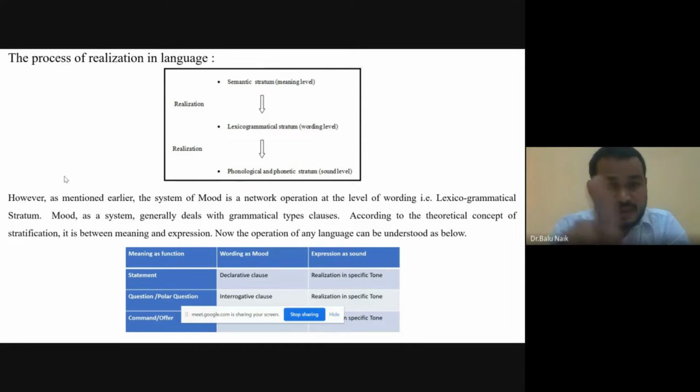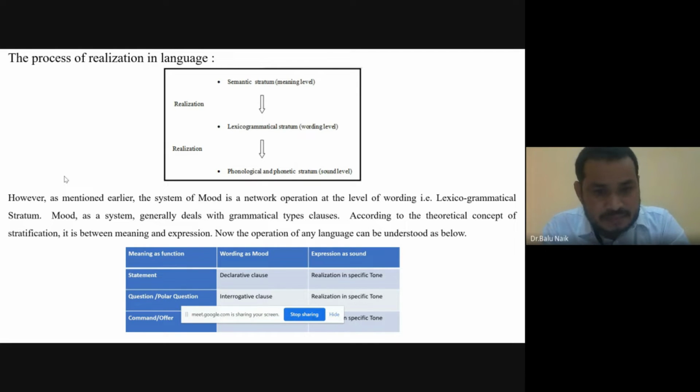The process of realization in language: semantic stratum is the meaning level. That is realized in the lexicogrammatical stratum, the word level. That is also realized in the phonological and phonetic stratum, the sound level. However, as mentioned earlier, the system of mood is a network operating at the level of wording, the lexicogrammatical stratum.